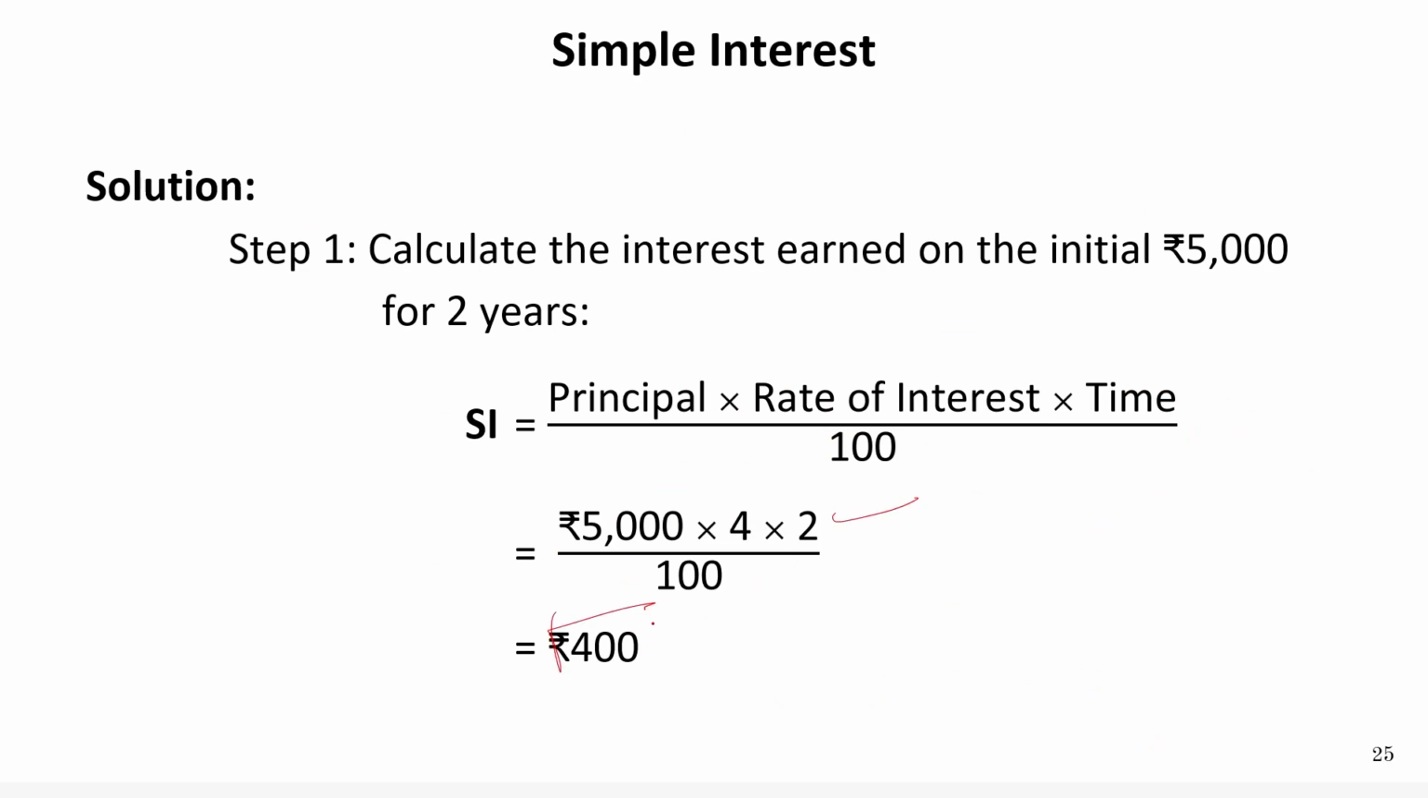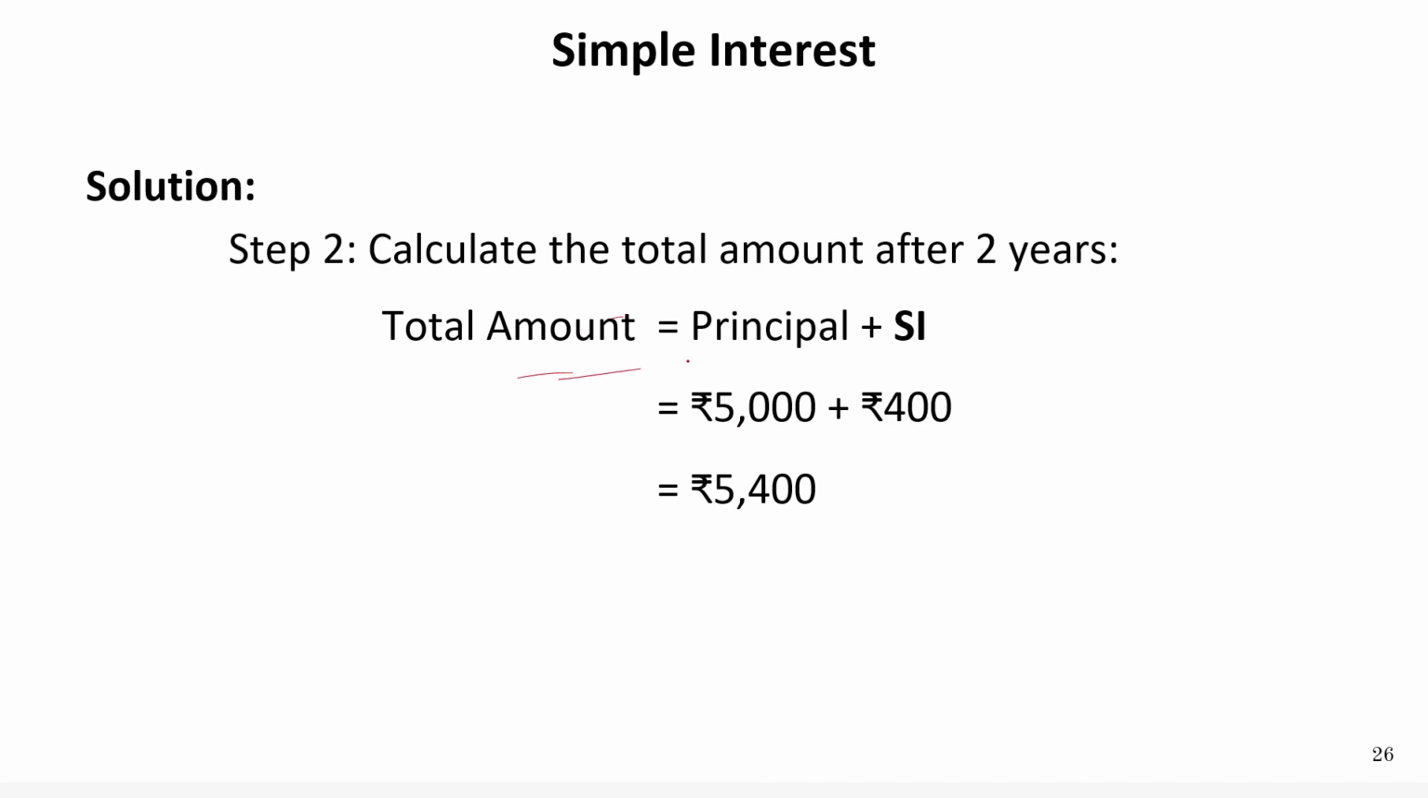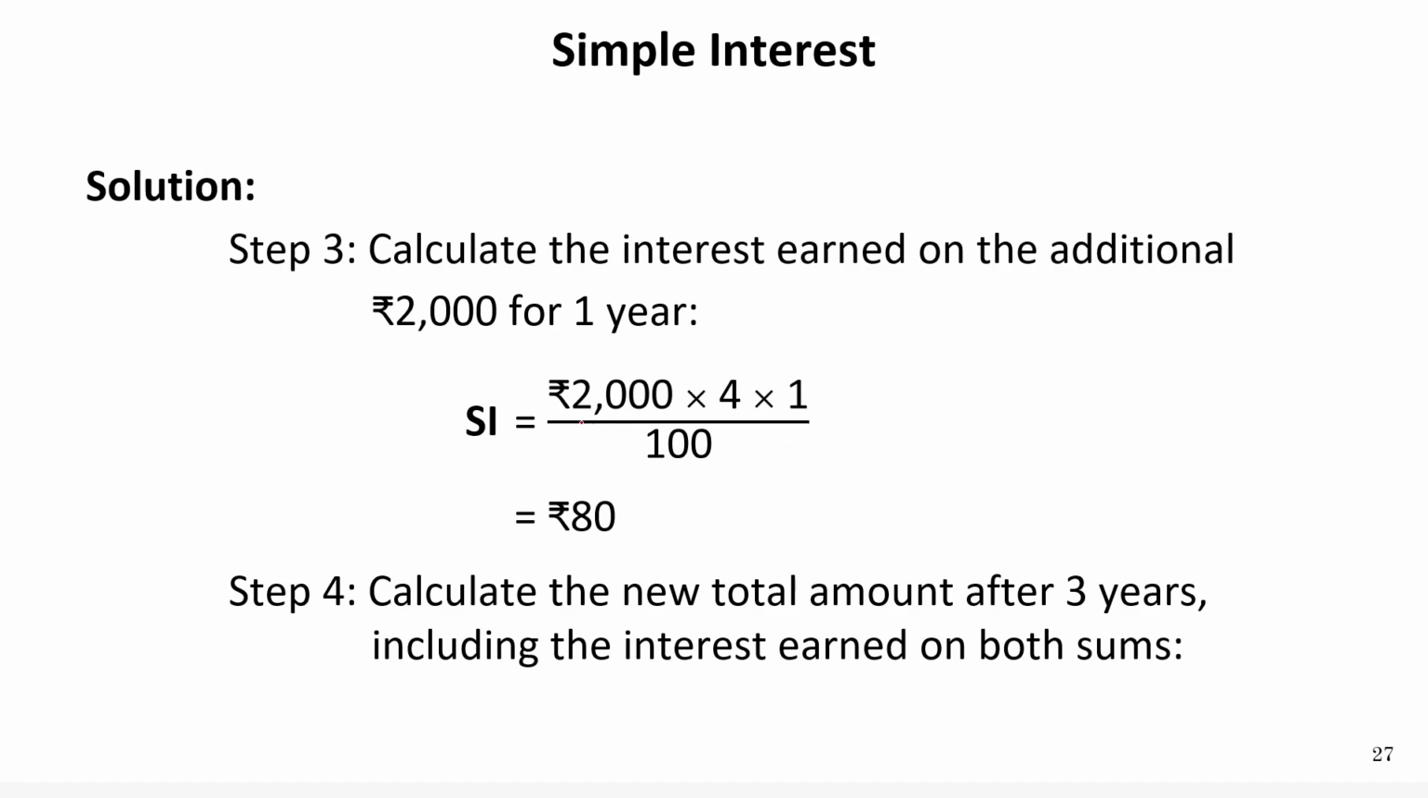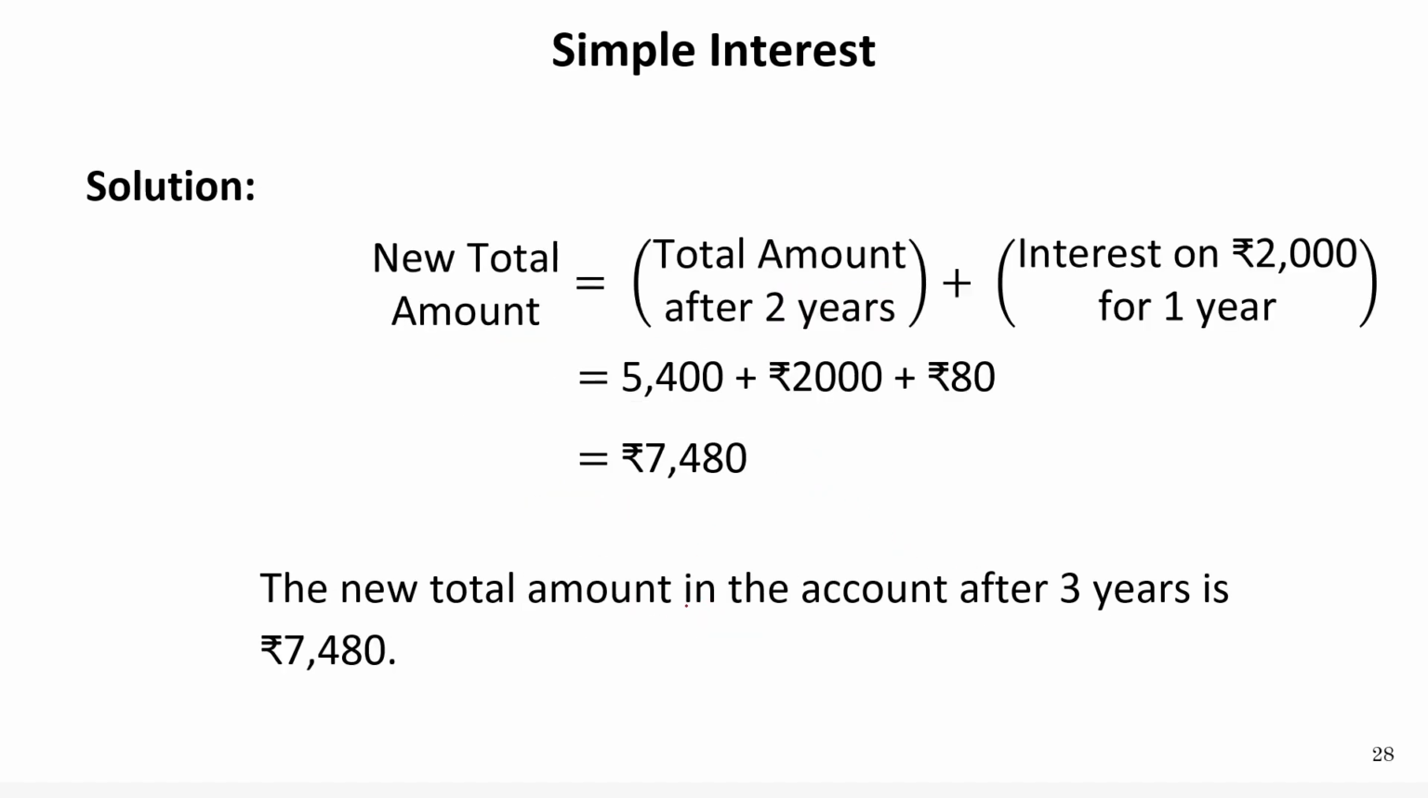So this much, that is 400 for the initial 2 years, right? So time is equal to 2, as given here. Using the formula SI is equal to PRT by 100, right? The total amount is equal to principal plus SI. So 5000 plus 400 is equal to this much amount. Calculate the interest on the additional 2000 for 1 year. So it will be 80. So calculating the new total amount will be this much. So the new total amount in the account after 3 years will be 7480.